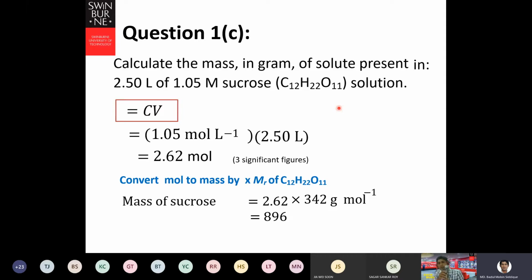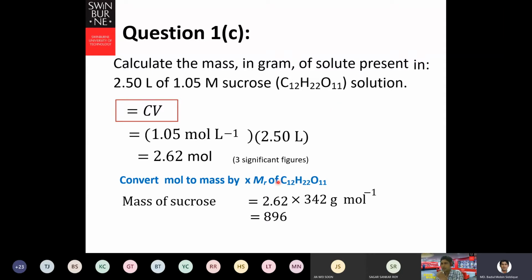Let's say I have 2.5 liter of this sucrose solution, but the concentration is 1.505 molar. So how many gram of sucrose did I add to the water and dissolve? How do you find it? Once again, N equals C into V. If you just remember this equation, it is so easy. N equals C into V, so that you can find the number of moles.